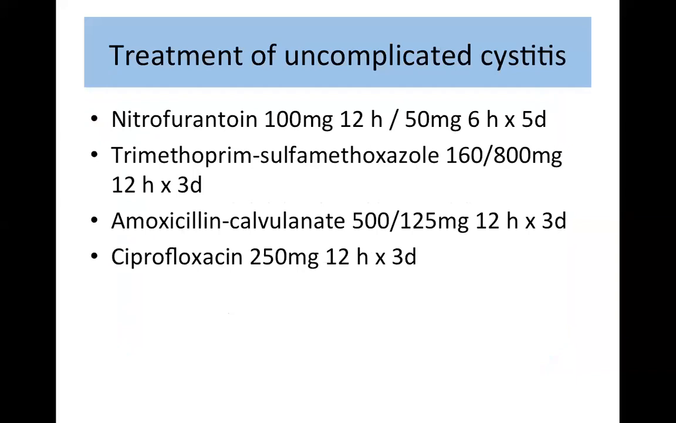And you can use any of these antibiotics: nitrofurantoin, either 100 milligram 12 hourly or 50 milligram 6 hourly for 5 days. Then co-trimoxazole, which is a combination of trimethoprim and sulfamethoxazole, can be given 12 hourly for 3 days. Then co-amoxiclav, or amoxicillin clavulanate, can be given 12 hourly for 3 days. Ciprofloxacin given as a dose of 250 milligram 12 hourly for 3 days. So basically, with strong antibiotics you need only 3 days of treatment, whereas nitrofurantoin you give for 5 days.